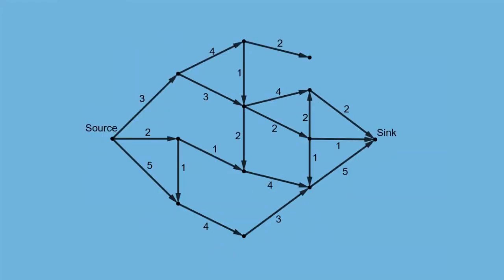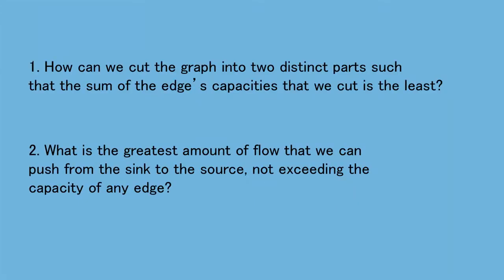One vertex will be the source of the flow and the other will be the sink for it. Let's pose two questions. Number one, how can we cut the graph into two distinct parts such that the sum of the edge capacities that we cut is the least? And what is the greatest amount of flow that we can push from the sink to the source, not exceeding the capacity of any edge? It turns out the value that we get by answering these questions is the same.